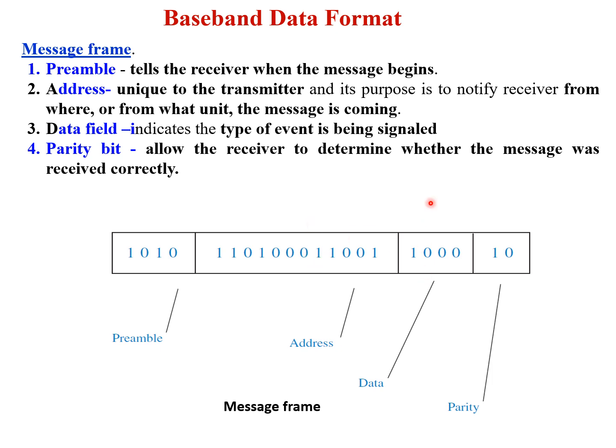Then the next one is the data field, which indicates the type of data being transmitted as signal. The last one is the parity bit, which allows the receiver to determine whether the message was received correctly or not.